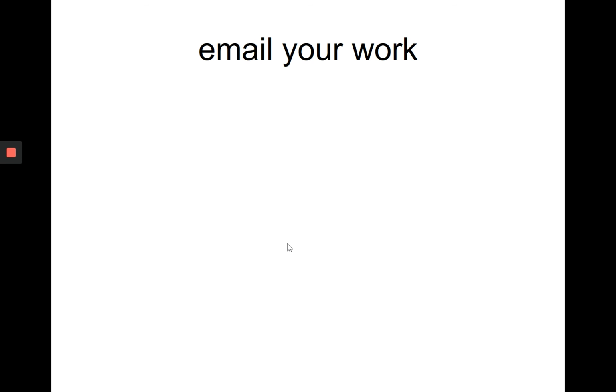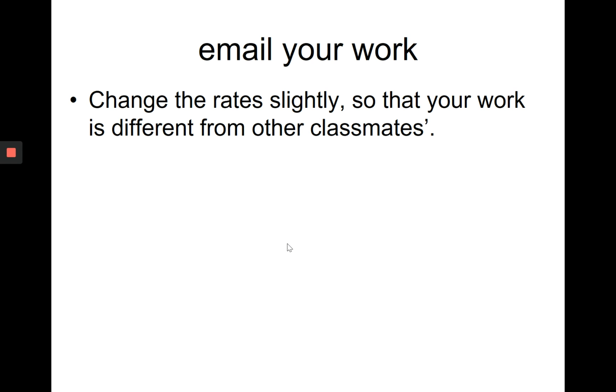Here again, compare these two rates. If the two rates end up being the same, you're allowed to play with your rates a little bit different from reality, so the quoted rate and implied rates are not the same. Then work on arbitrage. Write the details exactly how I wrote them in this lecture notes and email me your work. So change the rates slightly so that your work is different from your other classmates and also your work allows for arbitrage.